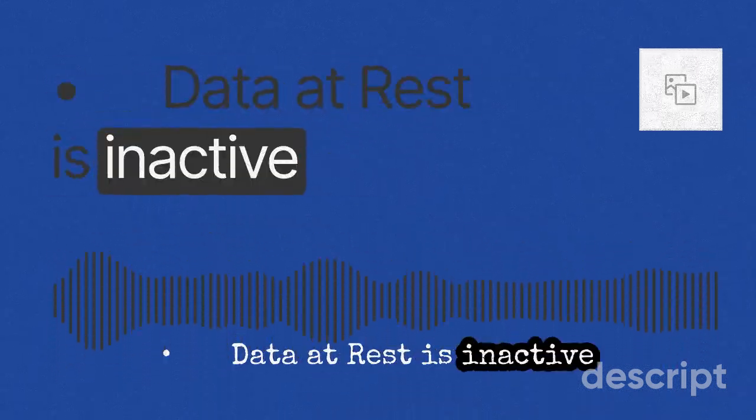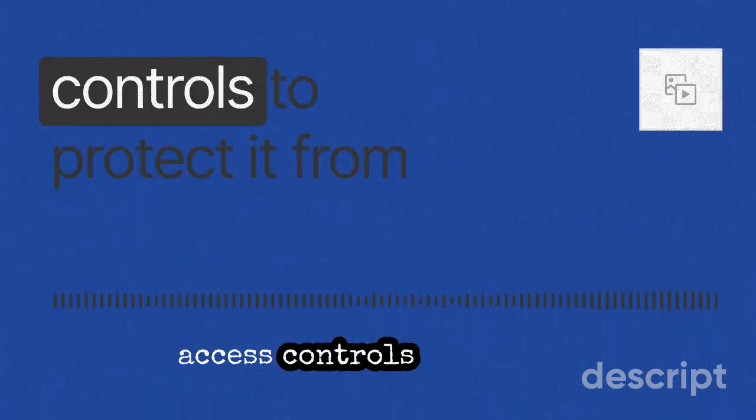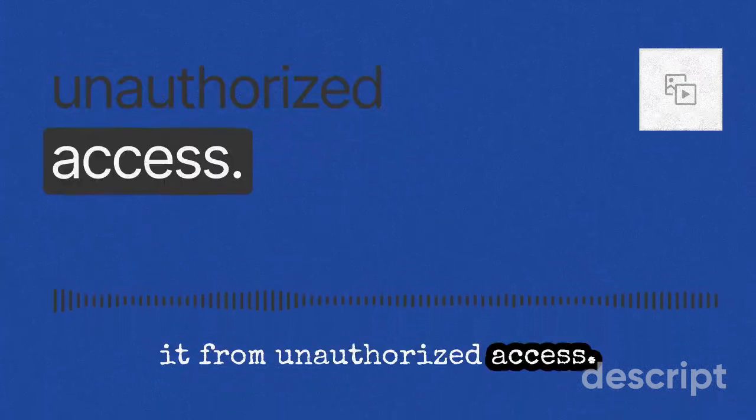Data at rest is inactive data stored on hard drives, servers, databases, etc. While it is not actively being transmitted, it requires encryption and secure access controls to protect it from unauthorized access.